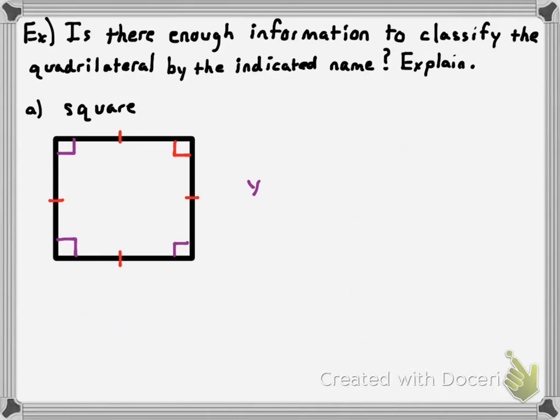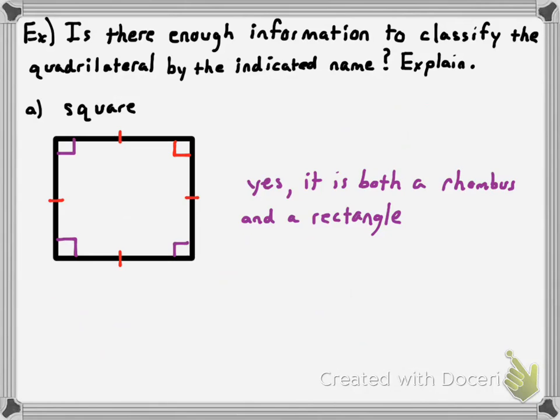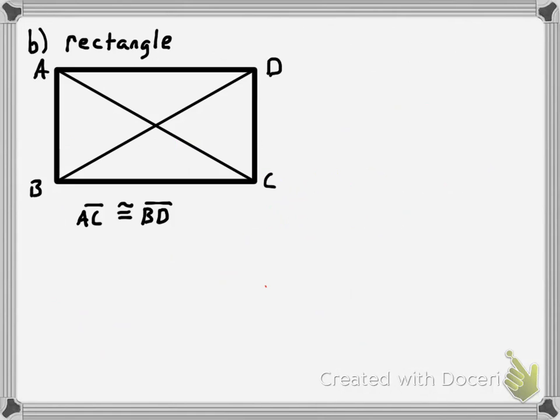and so yes, we do. And the reason? Well, how about we say it's both a rhombus and a rectangle, all right? That justifies that a figure is a square. And square is the most specific classification because it tells the most properties that we can that pertain to this figure. All right, one more of these and we're done.